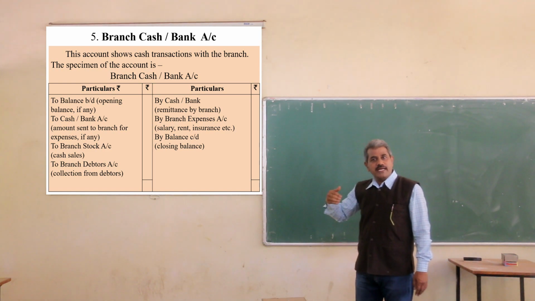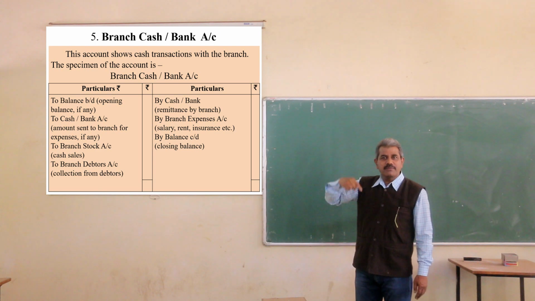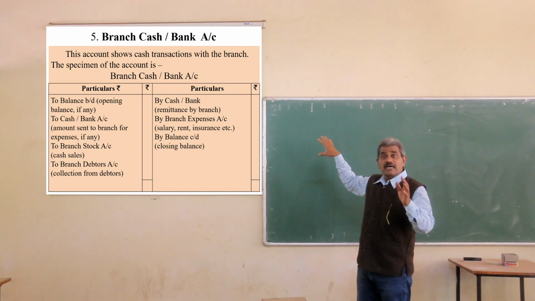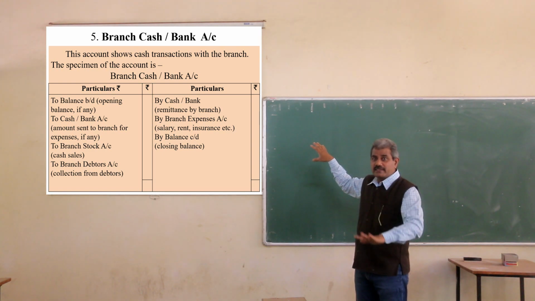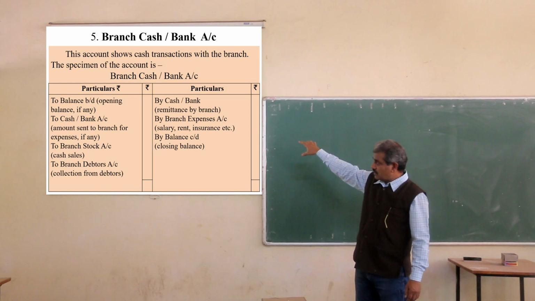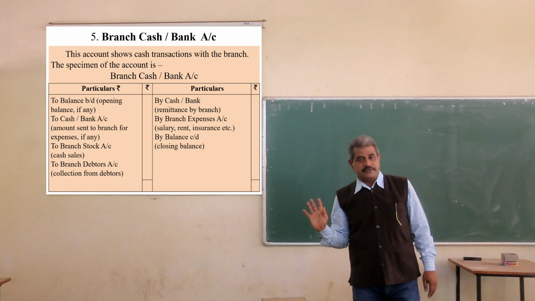Cash remittance by branch to head office, we will record, as well as some expenses incurred by the head office for the purpose of the branch. Branch expenses paid by the head office, and if there is any balance, we will calculate it.